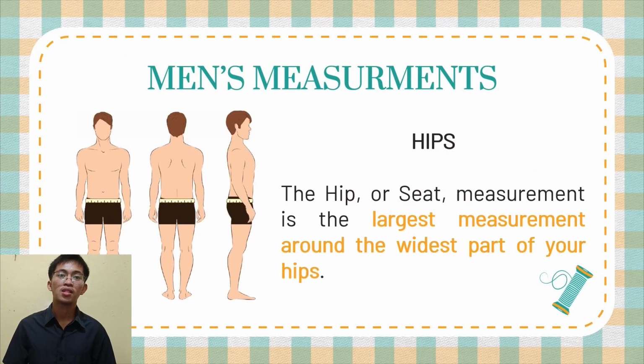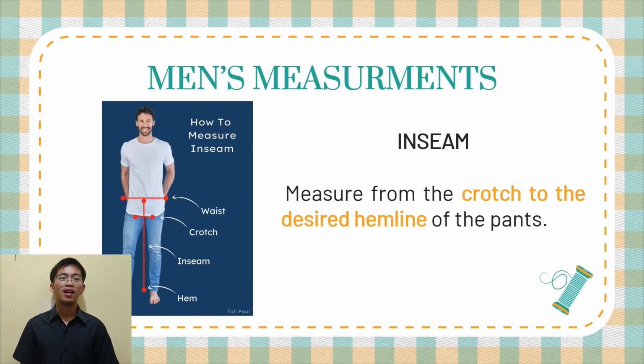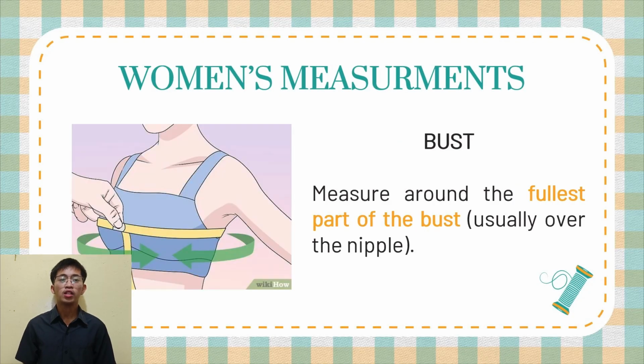As for the hips, it measures around the widest part of the hips. It ensures pants fit well around the hip area. And for the inseam, it measures from the inside of the leg, from the crotch to the ankle. This makes sure pants are the right length. Now let's move on to the women's measurements.